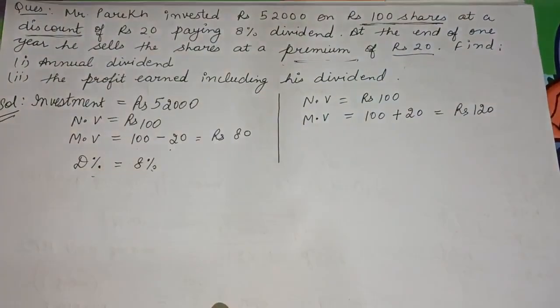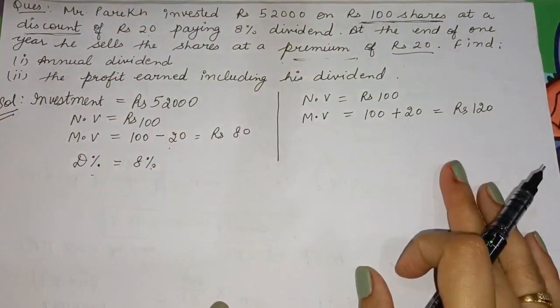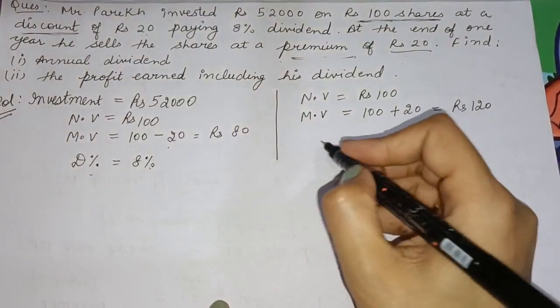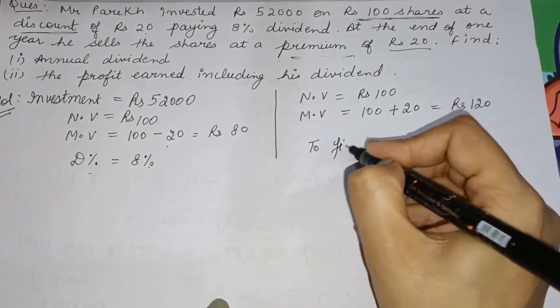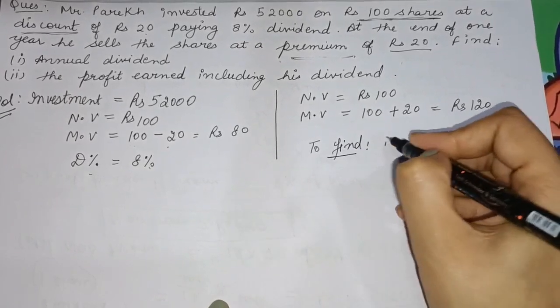Find his annual dividend. So everything that is given to us, I have written. So now what we have to find? We have to find the annual dividend.